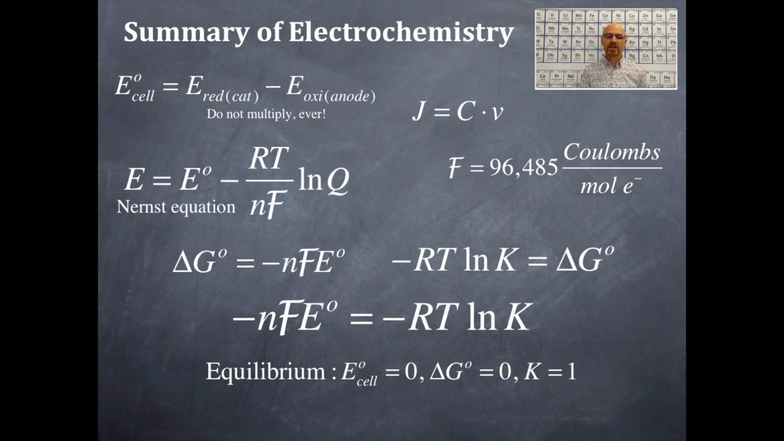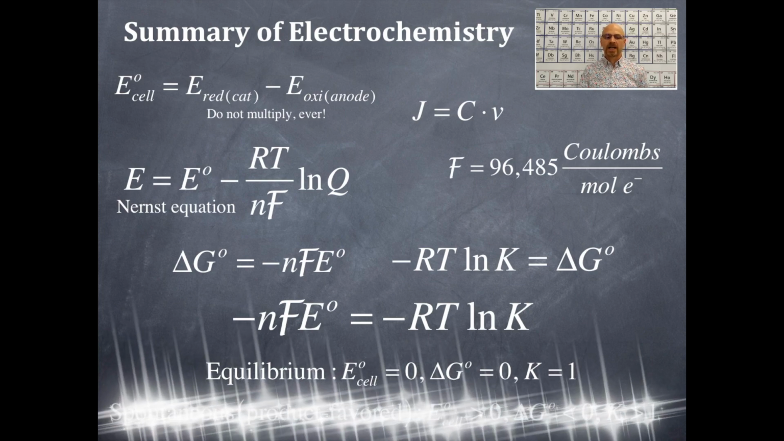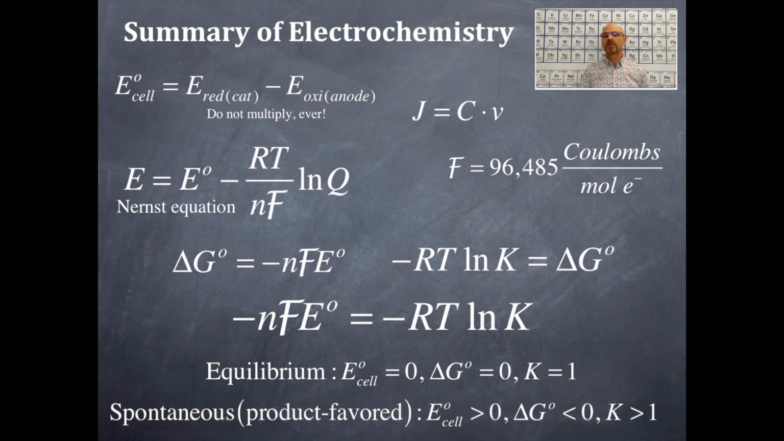Now, when it is spontaneous or product favored, then we know that E naught for the cell is going to be greater than 0. That means it's going to be positive. Delta G naught for the cell is going to be less than 0, therefore it's negative for a spontaneous reaction, and the equilibrium constant K is greater than 1, and that means it's product favored. Of course, from this information right here, you should be able to get the non-spontaneous versions that are reactant favored, and you're just going to flip the sign, essentially, on these. Okay, hopefully that works out for you.